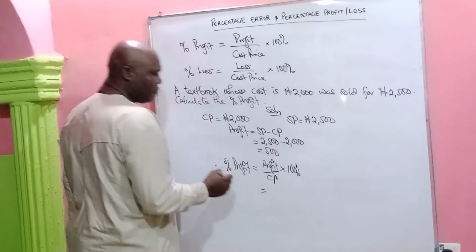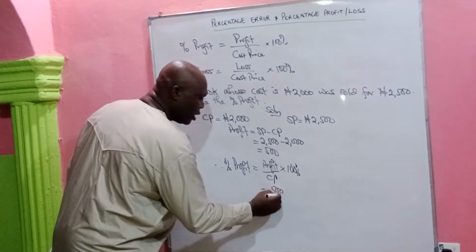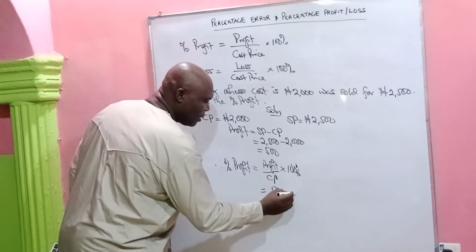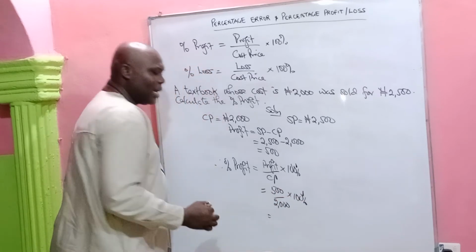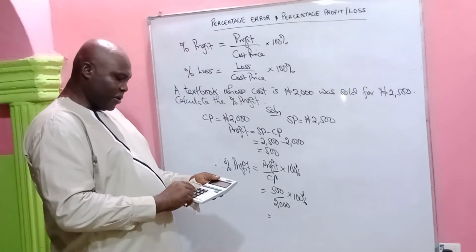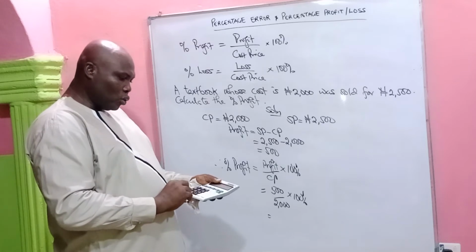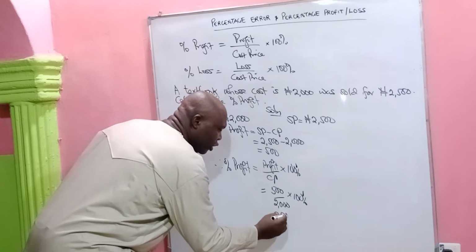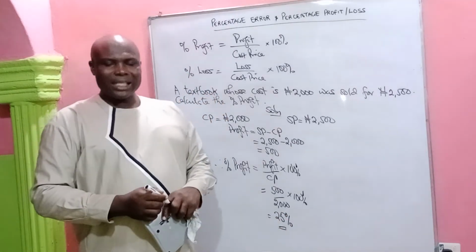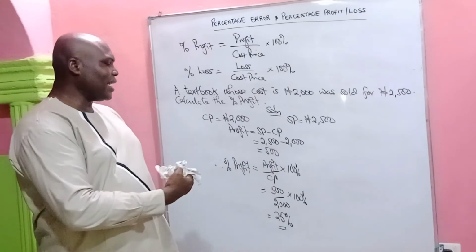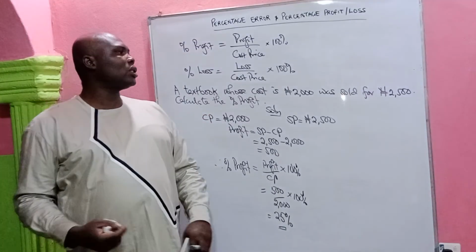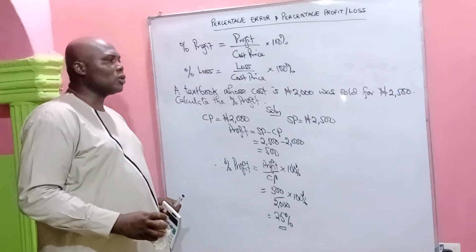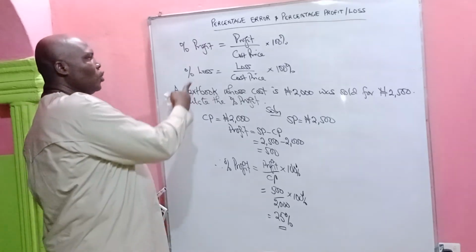So this will be profit. What's the profit? 500 divided by the cost price, and the cost price is 2,000, times 100%. So we can simply get the percentage profit as 500 divided by 2,000 times 100. So that will be 25%. Therefore, a 25% profit has been made as a result of selling this textbook whose cost is 2,000 for 2,500. It's that simple. In the same way, we can also find the percentage loss using the second formula.